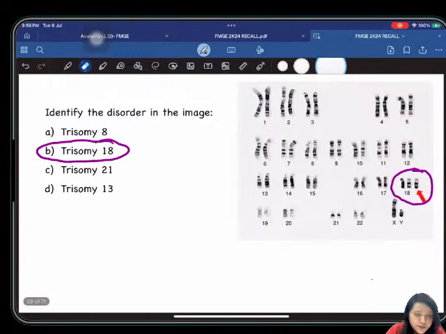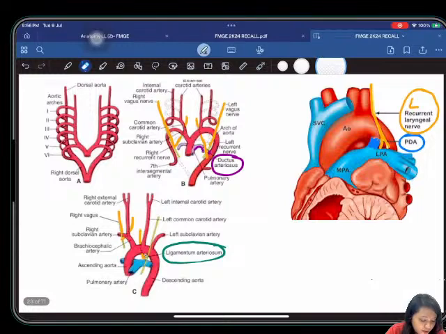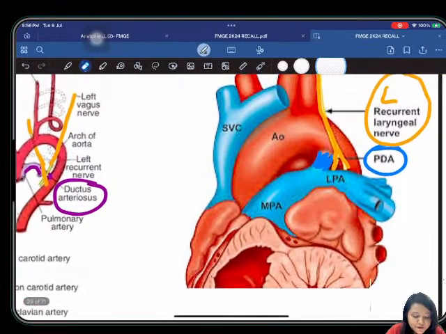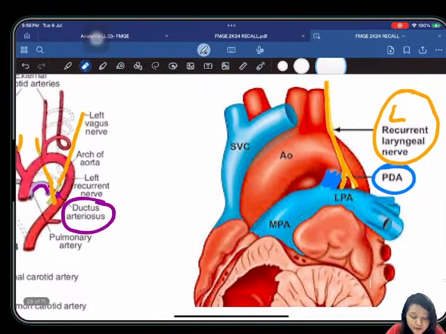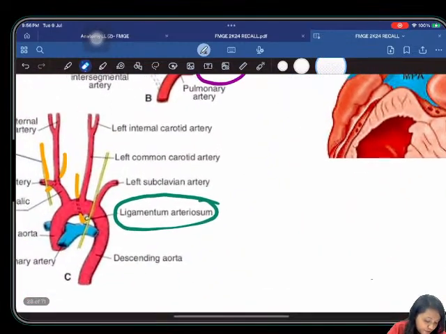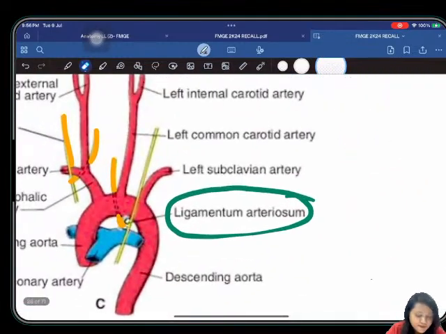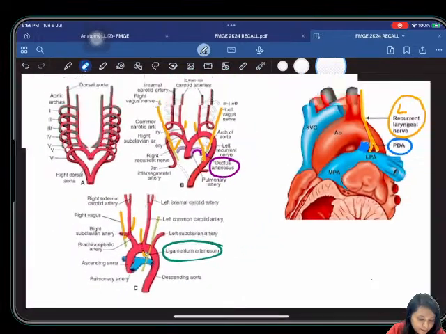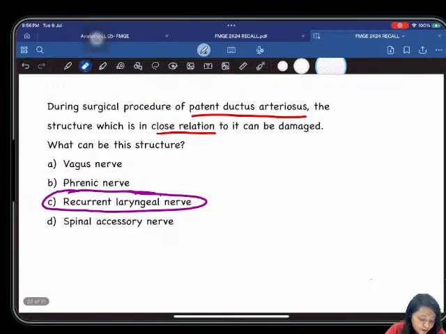So this time the question came on trisomy 18, I hope. Then the nerve which is closely associated with the patent ductus arteriosus is the left recurrent laryngeal nerve. Next time they might ask you on the ligamentum arteriosum. So the answer will be the same, that is left recurrent laryngeal nerve. Okay, so this is the recurrent laryngeal nerve.